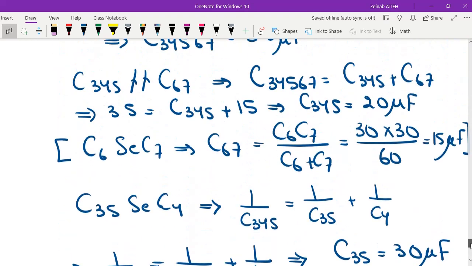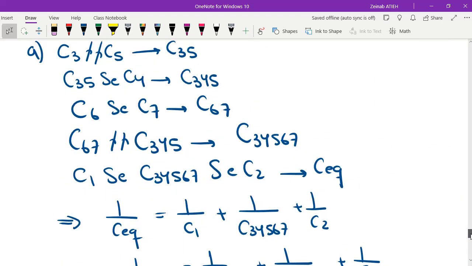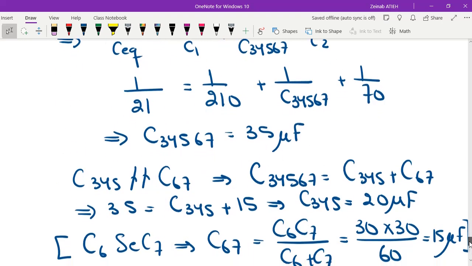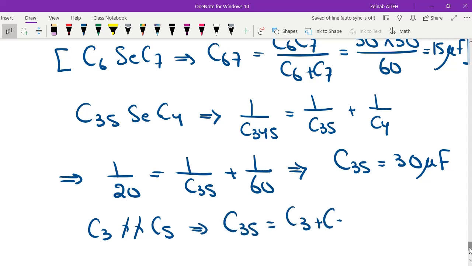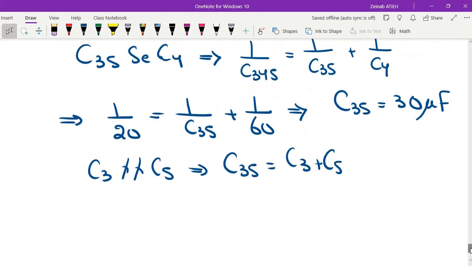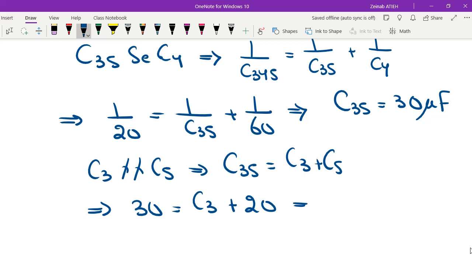Okay, let's check what replaces C35. C3 was parallel with C5, so I add them. So C35 equals C3 plus C5. C35 is already found. Now we've reached C3. This implies 30 equals C3, which we're searching for, plus C5, which was 20, so C3 is equal to 10 microfarad. So we've finished part A.